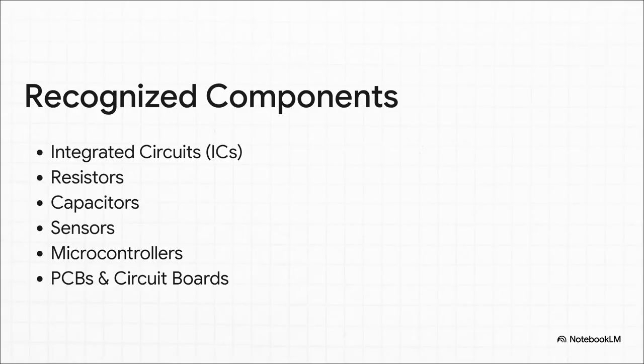The AI knows the basic stuff, sure, your resistors, your capacitors, but it also recognizes the brains of the operation. Things like integrated circuits, ICs, and even complex microcontrollers. It can even zoom out and analyze an entire circuit board, a PCB. So you can literally go from the tiniest detail to the big picture with just one scan.